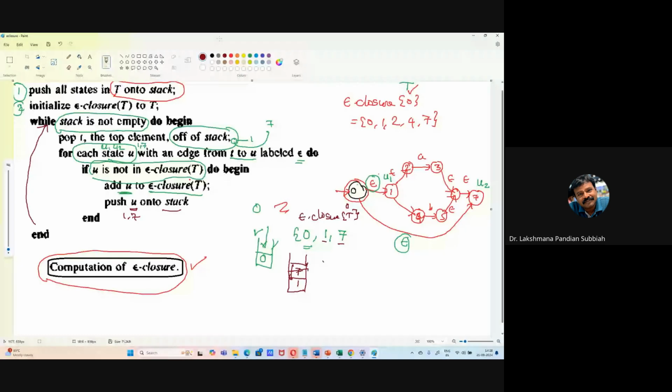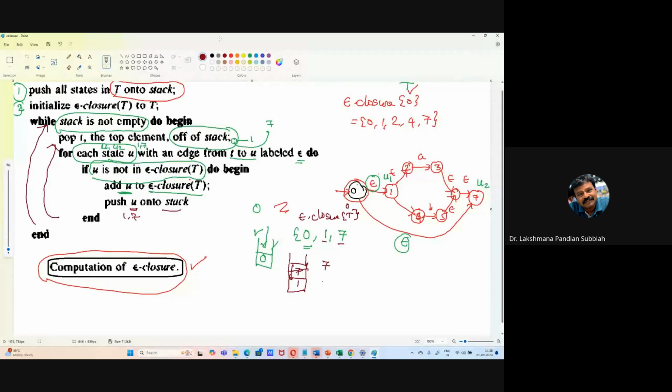Now, does 7 have any edges? Here, 7 has no epsilon edge, so you remove that. Then the loop is repeated for the second element, so you pop out 1.